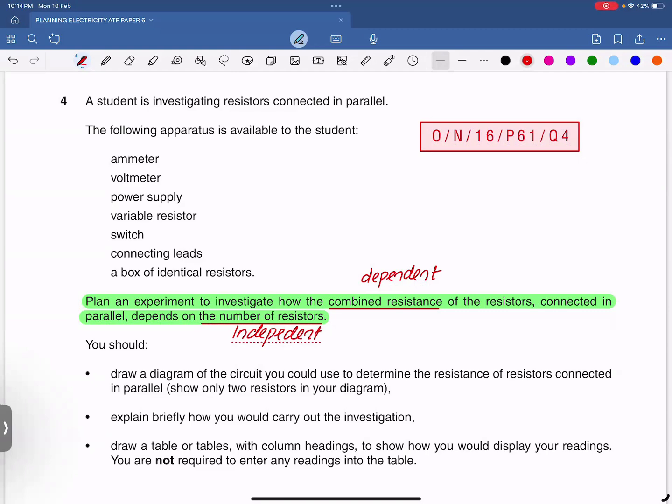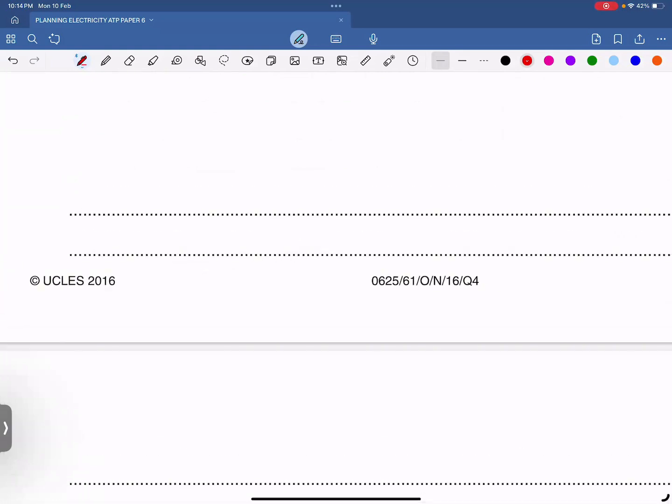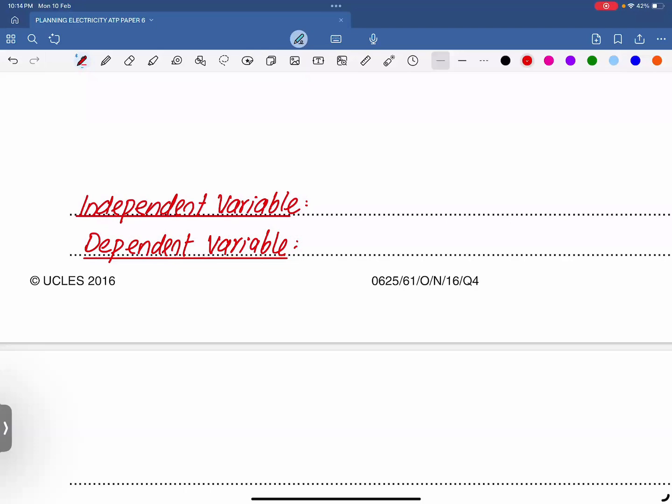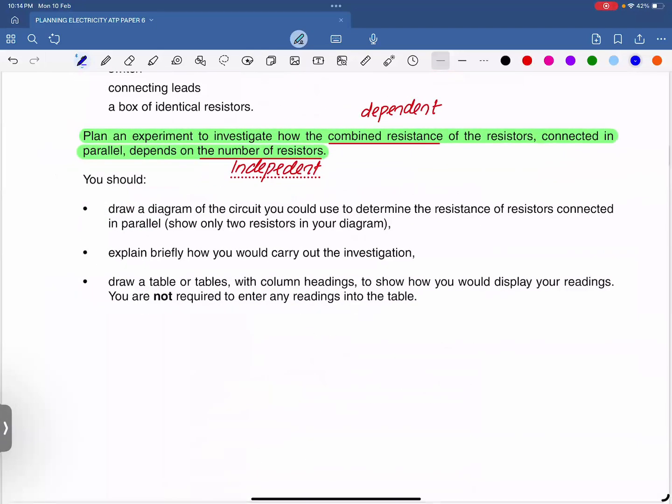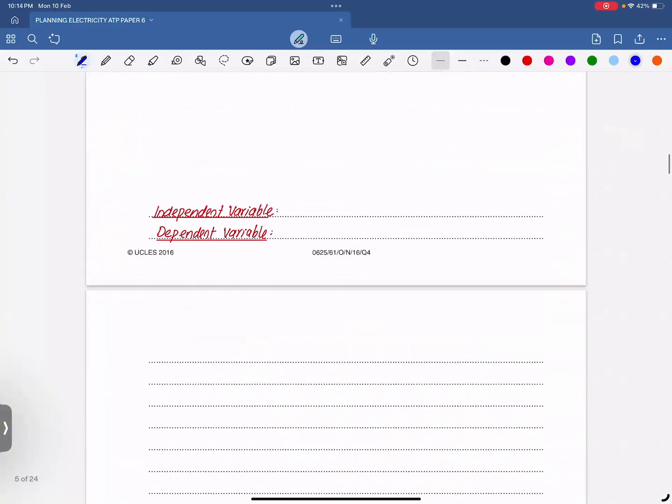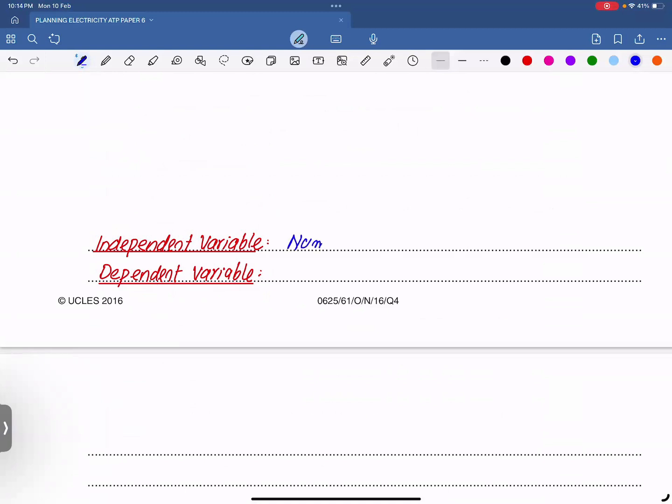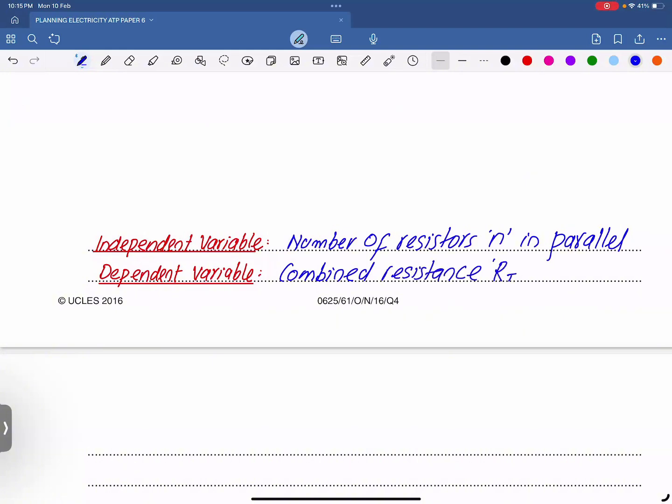Before you go ahead, I suggest you start the answer by writing clearly your first two tabs: what is the independent variable and what is the dependent variable. Always make the tabs whenever you are solving a question. As the question says, combined resistance depends upon the number of resistors. So the independent variable is the number of resistors, n, in parallel. The dependent variable is the combined resistance, RT. Always give the symbols.